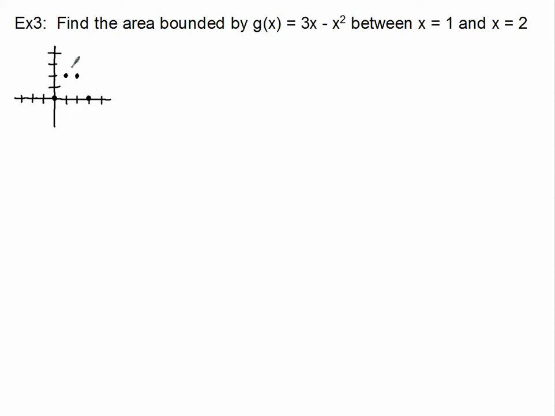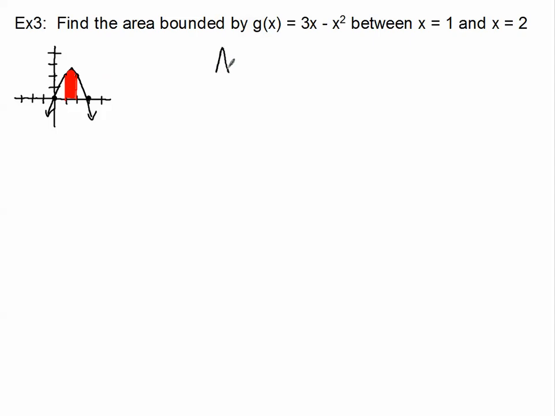I know my vertex is going to be, I don't know, somewhere right in here. And remember, this is just a sketch, so I'll just say that it's about right there. So here's my curve. It's just a sketch, just a visual. And we're talking about the area underneath that curve between x equals 1 and x equals 2. So here's x equals 1, and here's x equals 2. So we're talking about this area right here. Kind of looks like the Washington Monument here. All right. So that's our visual. We're trying to find that area.